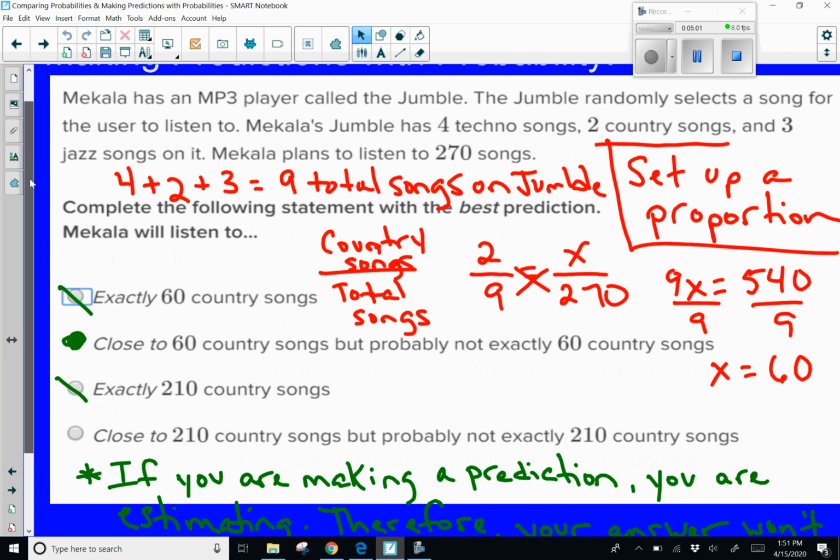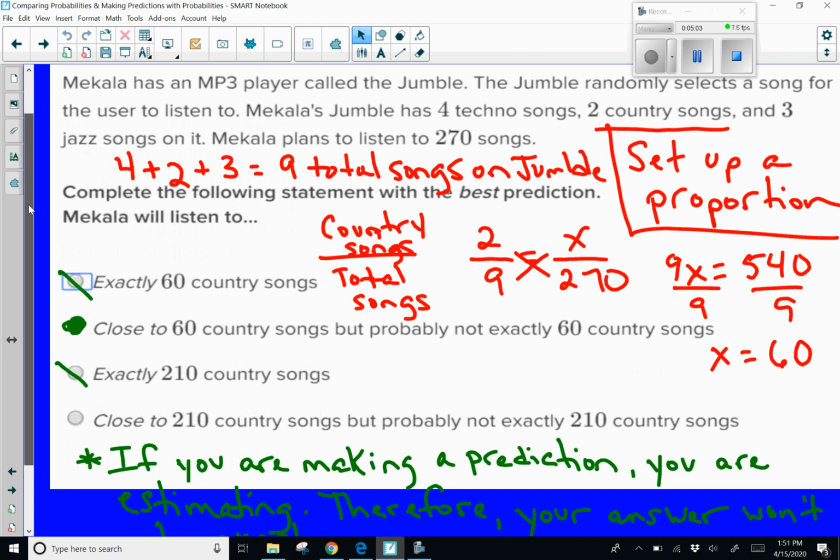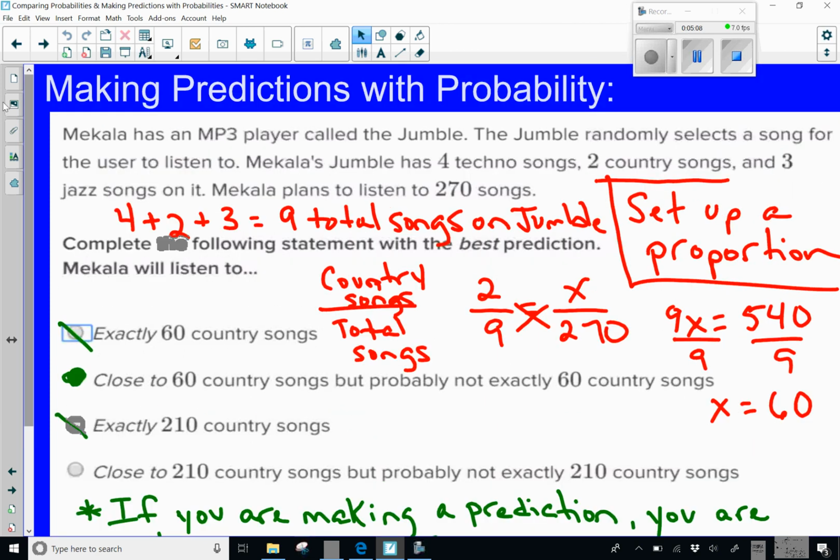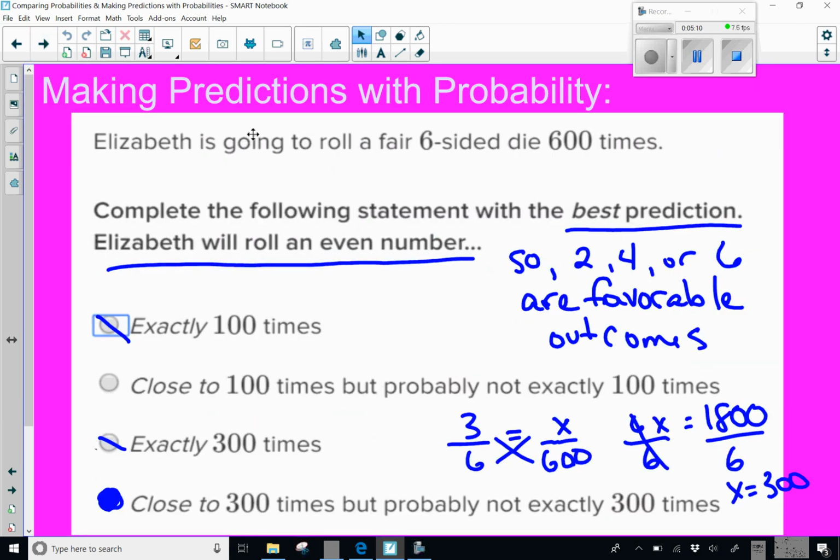Notice on the bottom I have that little note. If you are making a prediction, you are estimating, therefore your answer won't be exact. All right, let's try another one of these.